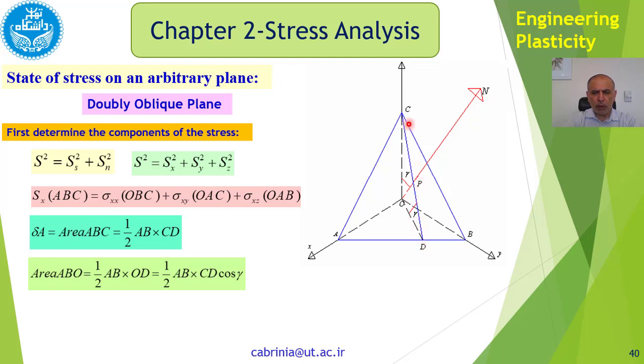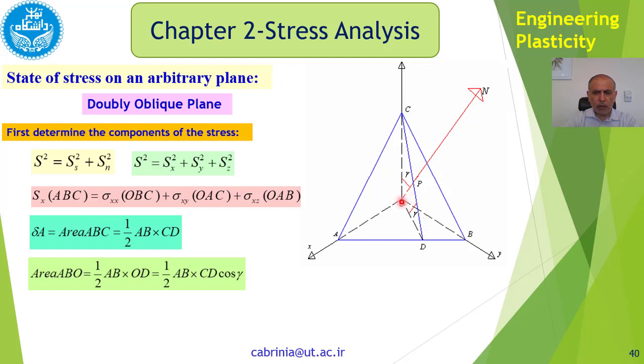Why is it equal to gamma? Because this normal is perpendicular to CD. Why is it perpendicular to CD? Because it's perpendicular to this plane, and this CD is on the plane. Therefore, ON is perpendicular to CD.